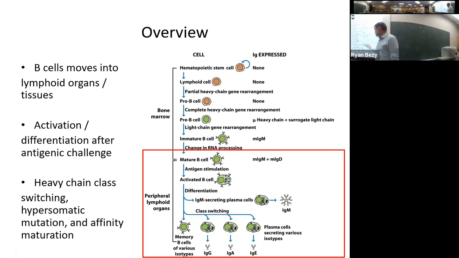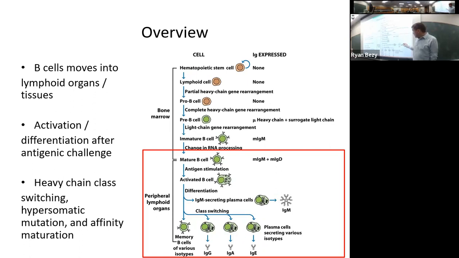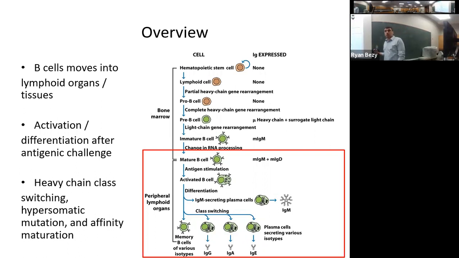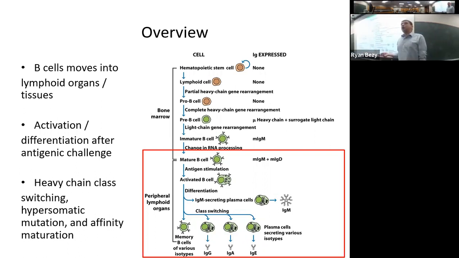Typically, the first antibody it produces is IgM. Here's my pentameric IgM. But then it can further undergo activation into things like heavy chain class switching. So maybe it switches over to IgG or IgA or IgE production, or some other things called hypersomatic mutation and affinity maturation. We'll talk a little bit about this, but sometimes the B cell undergoes a mutational process that makes it better at binding to its antigen. But we'll talk about that a little bit later.